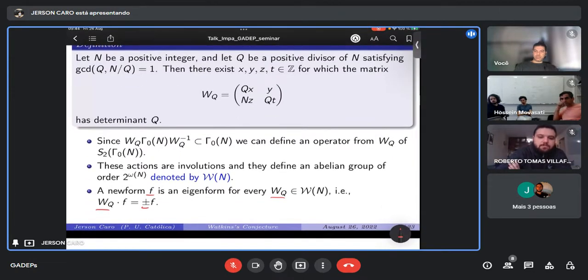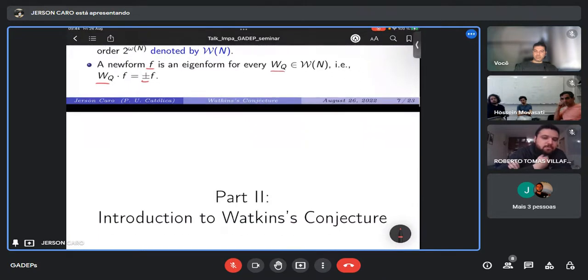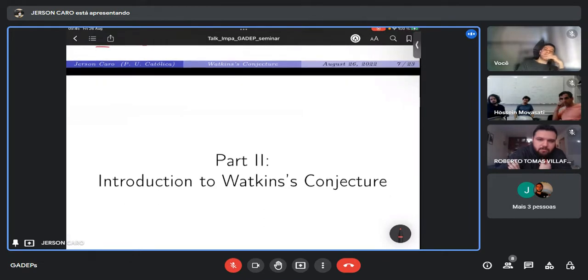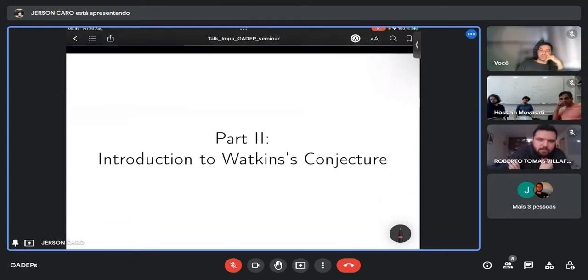It has to have an order 2. Okay, that's the first part of the talk, more or less a preliminary of what I need to define the invariance that relates this conjecture.